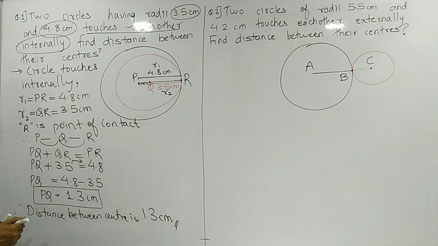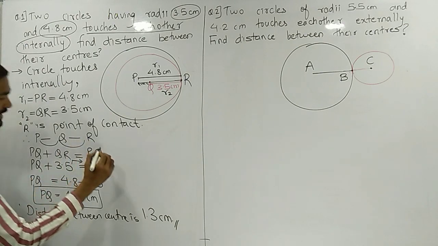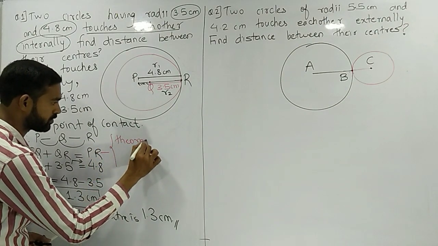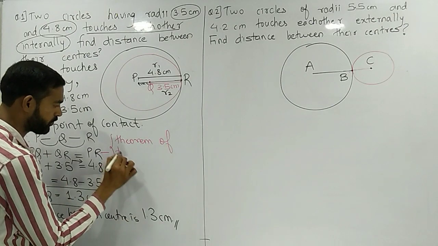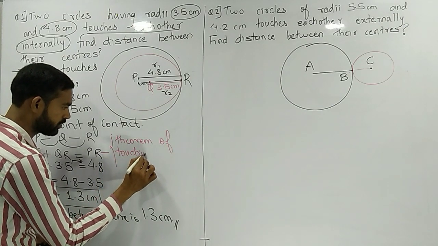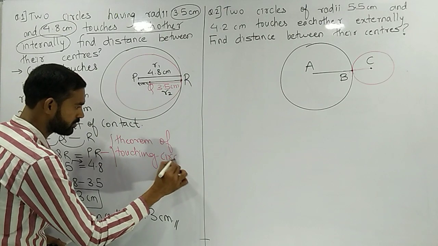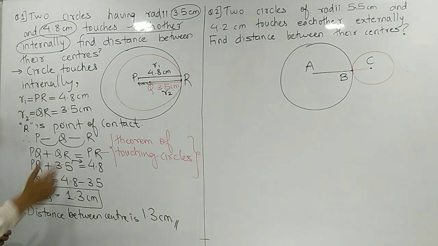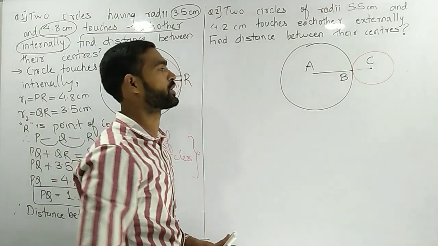And which method or which theorem have we applied here? Here we have applied the theorem of touching circles. So we'll write here, theorem of touching circles. Okay students, that was sub question 1. Now let's move to the next question, question number 2.